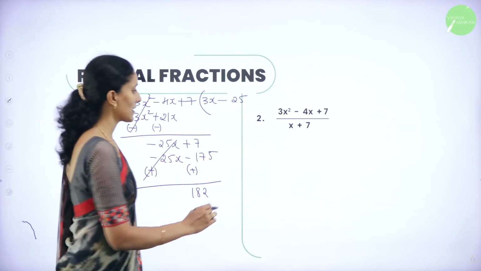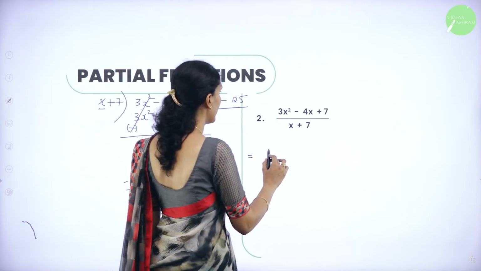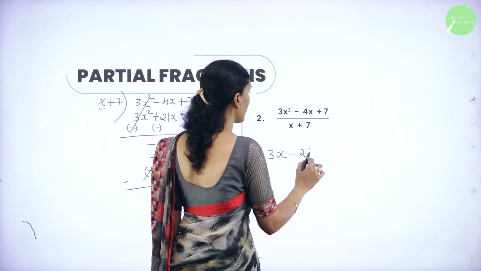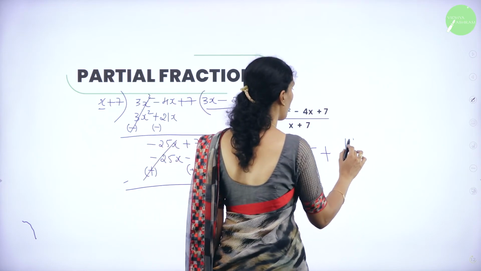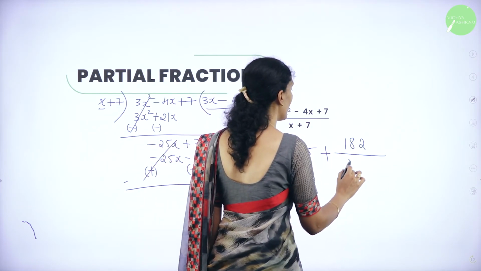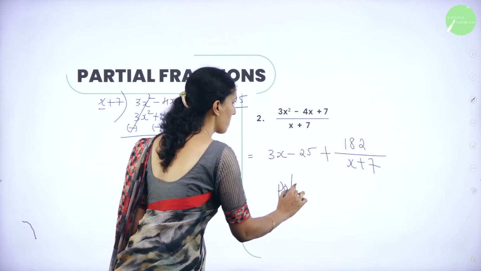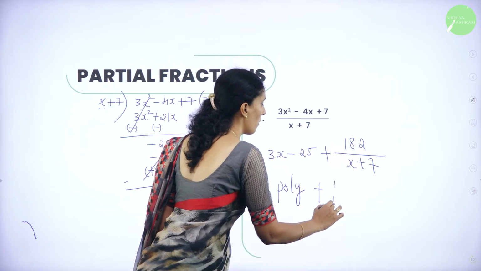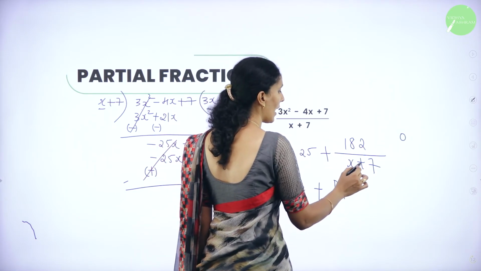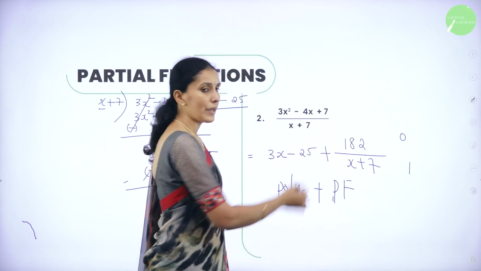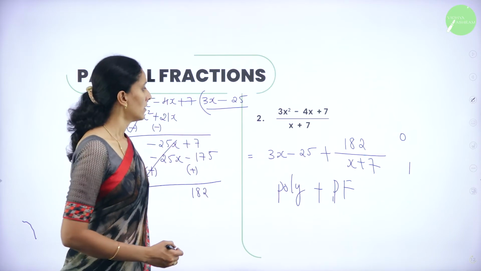So how we will express this? As a polynomial here, that is 3x minus 25 plus. So we can't divide again. So that is 182 divided by x plus 7. So now this is a polynomial and this is a proper fraction because degree of the numerator is here 0 and degree of the denominator is here 1. Numerator degree is less than the degree of the denominator.